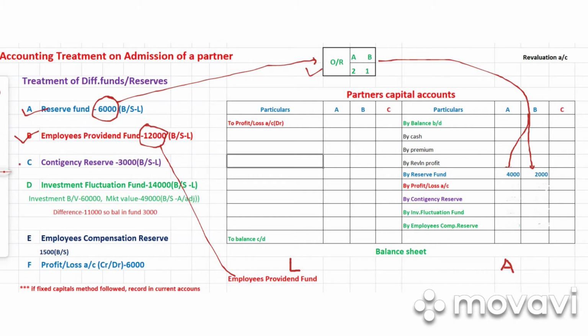So employees provident fund treatment is like that. Now the third one is contingency reserve. This is another reserve or fund created by the existing partners or the old partners for some unforeseen emergencies.